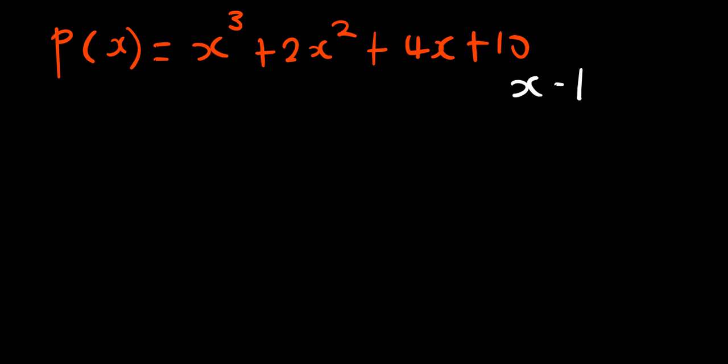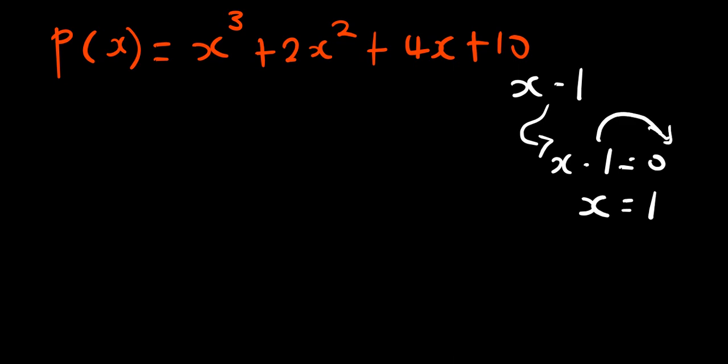What you're going to do is equate this expression to 0. So x minus 1 is equal to 0, and x is equal to 1. When the negative goes to the other side, it just becomes 1. Now that you have this, for you to find the remainder, wherever there is x, you're going to replace it with what you found as x.